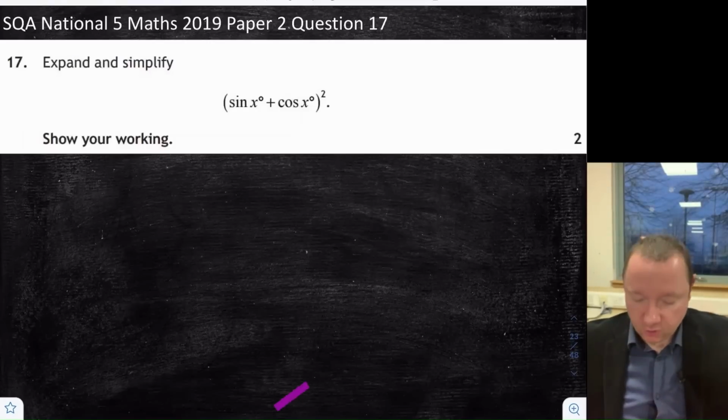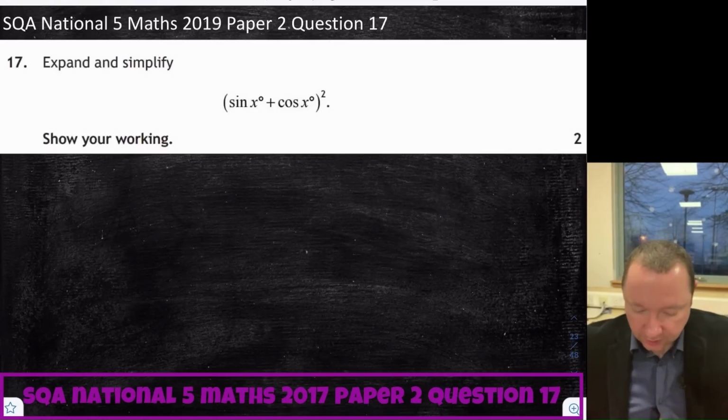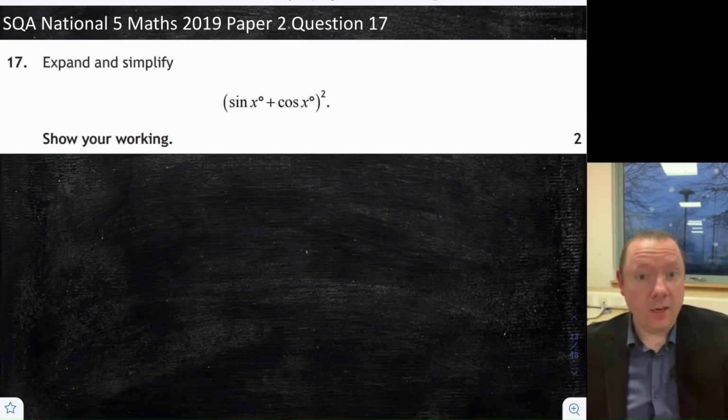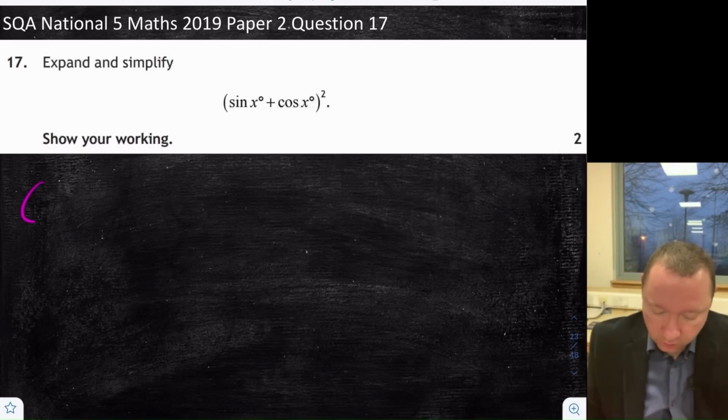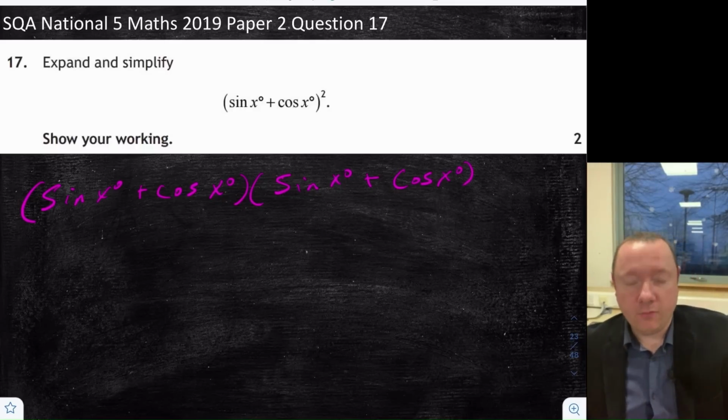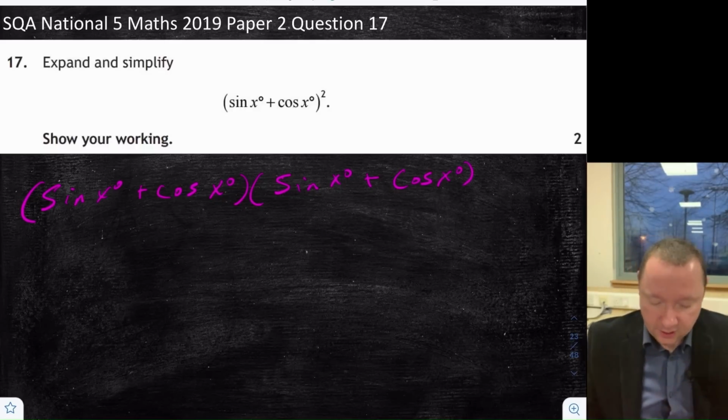SQA National 5 Maths 2019, Paper 2, Question 17. Expand and simplify sin x plus cos x all squared. So it's a double bracket question as well. So I've got sin x plus cos x times sin x plus cos x. And expand that any way you want using a grid or FOIL. I'm just going to use FOIL for the sake of quickness.